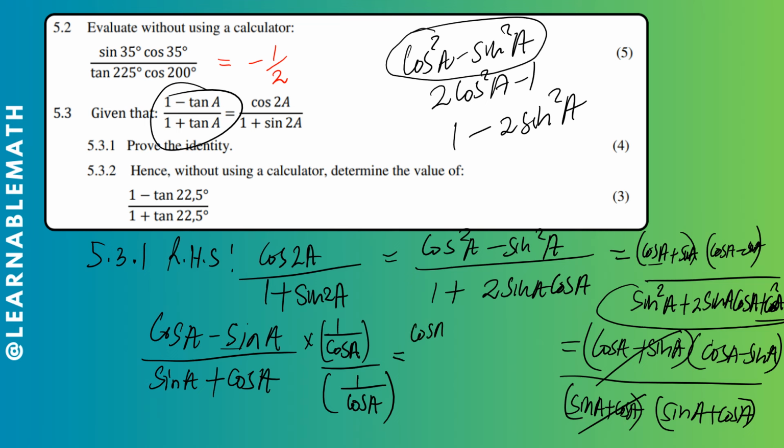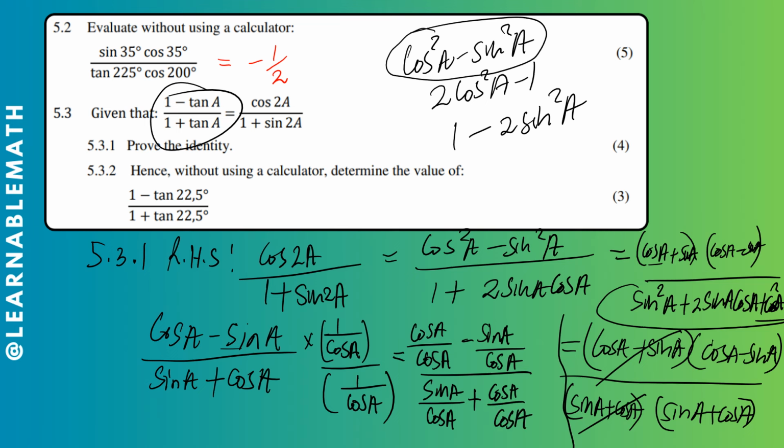So this 1 over cos A will multiply there. Then we'll have (cos A minus sin A) divided by cos A, divided by, you multiply this with this, this with that, sin A divided by cos A plus cos A divided by cos A. We can finally get the answer. This will cancel this. It will be 1.